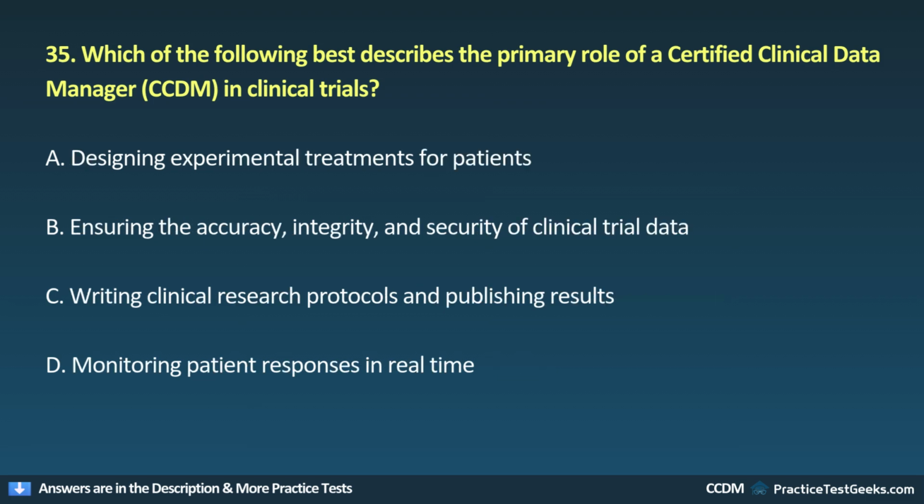35. Which of the following best describes the primary role of a certified clinical data manager, CCDM, in clinical trials? A. Designing experimental treatments for patients. B. Ensuring the accuracy, integrity, and security of clinical trial data. C. Writing clinical research protocols and publishing results. D. Monitoring patient responses in real time.